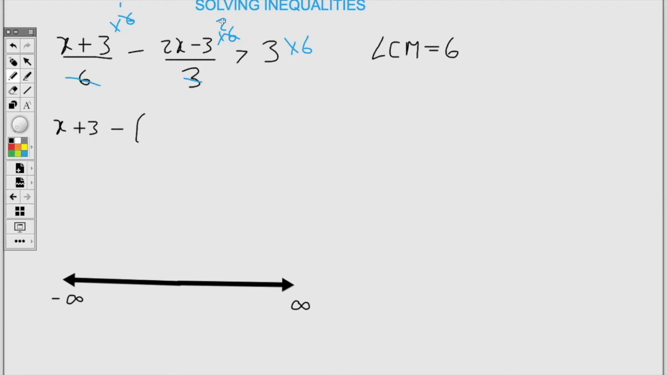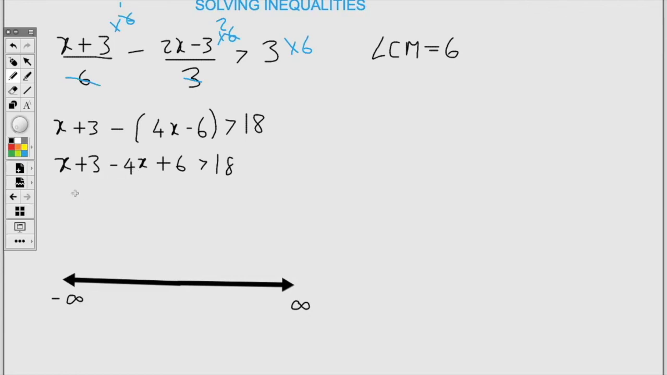Minus, then 2 times 2x gives me 4x, and 2 times negative 3 gives me minus 6. 3 times 6, that's 18. So I have x plus 3. Now if you realize, the next one I have in brackets because the minus affects this. So this becomes minus 4x, and the minus 6 now changes to a positive. Negative and negative gives you positive 6, greater than 18.